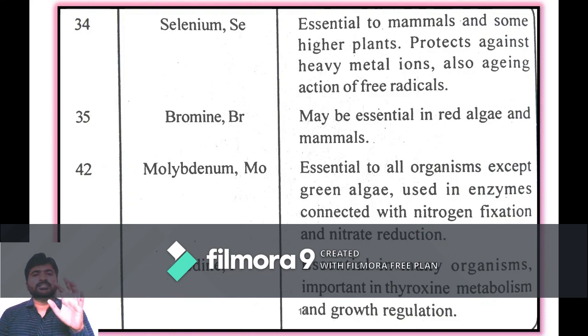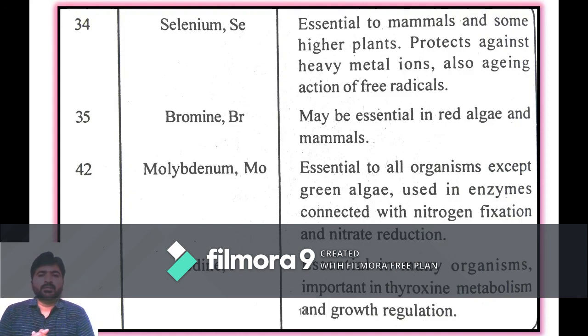Next one is selenium. Selenium is one of the trace elements which is essential in mammals and some higher plants. Again, it protects against heavy metal ions. Also it protects against the aging action of free radicals. So this is the role of selenium in mammals. Again, bromine plays an important role. It is essential in red algae as well as in mammals.